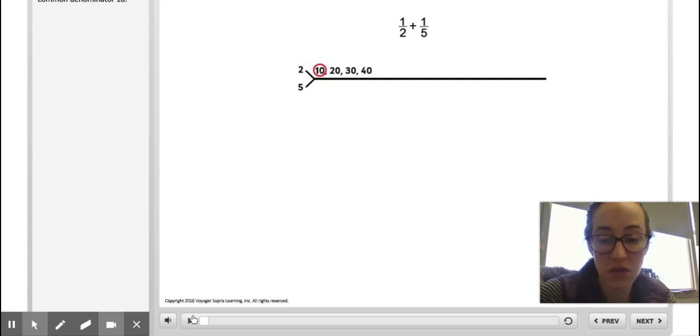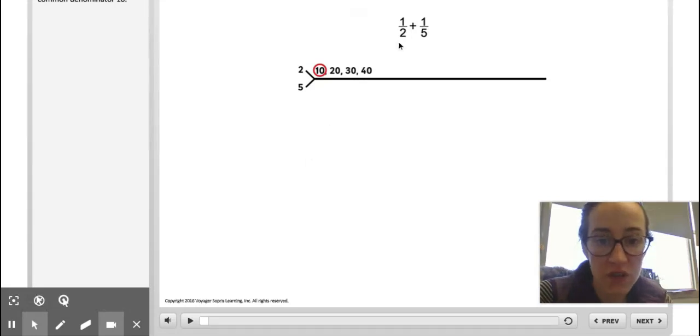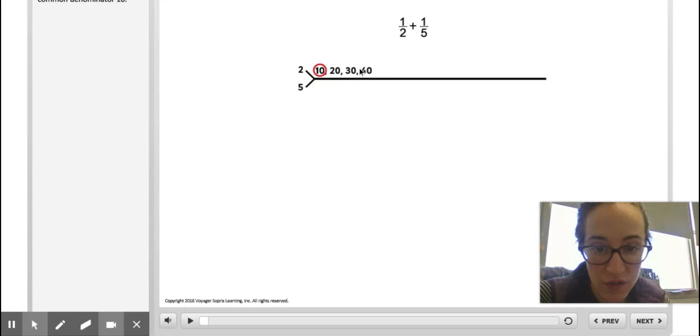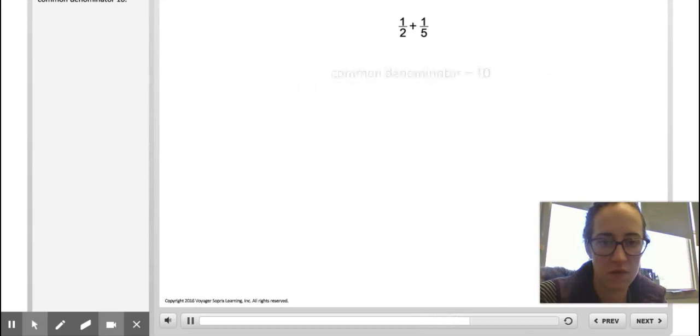Okay, this is why we've been doing this practice a lot lately of finding common multiples. So when we're faced with a problem like this, we need to find the common multiples and then work from there. Now let's add 1/2 and 1/5 without the Cuisenaire rods. We will use the common denominator 10.